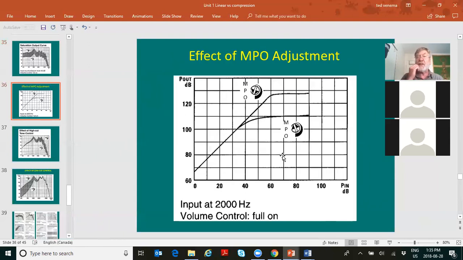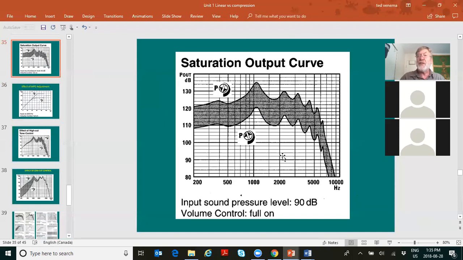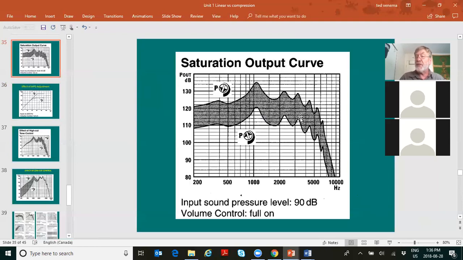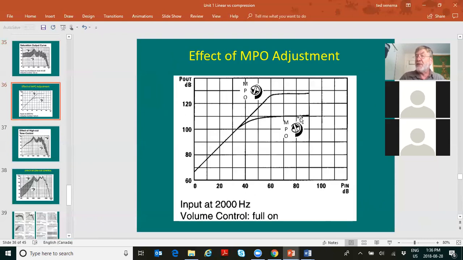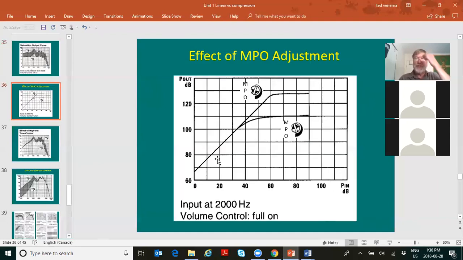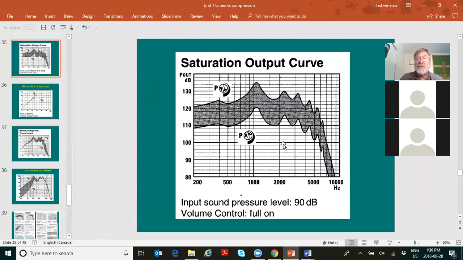Anyway, here's the effect of MPO adjustment. This one's talking Polish, this one's talking German, just different languages. Here you can see all the different frequencies, and here you're only looking at what's happening at 2000 hertz, but you're looking at the very same hearing aid. And so they're showing you the maximum power output around 2000 hertz is going to be around 110, right there.